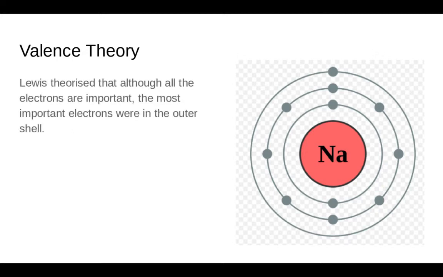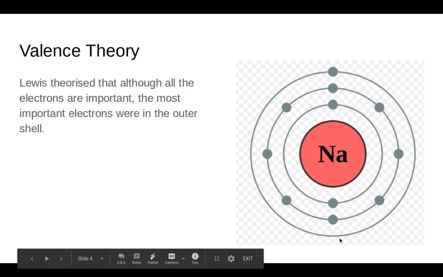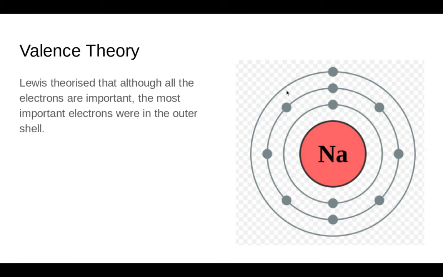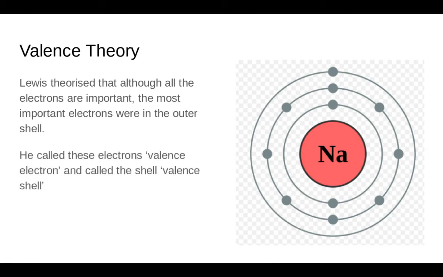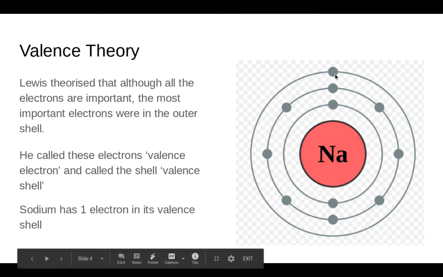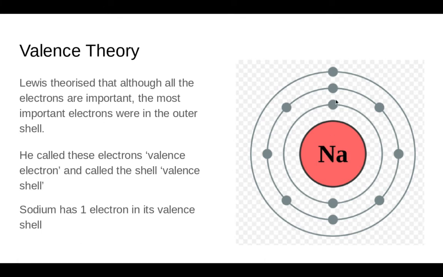Now, Lewis theorized that, okay, all the electrons are important. However, the most important ones are in the outer shell. So we saw sodium has 1 in the outer shell. Lewis theorized that only this one is important, only the one in the outside shell. So he called these electrons valence electrons and called the shell the valence shell. So sodium has 1 electron in its valence shell, and this is its valence electron. Okay, all of these, they're important, but not as important as this one in the outside, in the valence shell, and this is the valence electron.